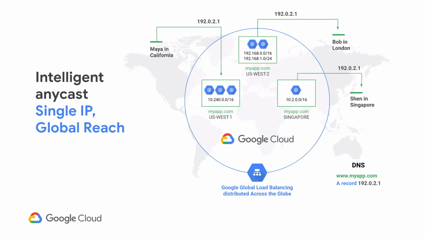So in this diagram, Maya is hitting your website, and Maya is in North America in California, and we will seamlessly route her to the nearest service, which is in US West 1, West Coast of US. Similarly, if Shen from Singapore is asking for the same service of your website, our load balancer will sense that he is in Asia and will route him to the nearest cluster, whether that cluster be in Singapore, or if that cluster is not in Singapore, we route him to the next closest cluster.